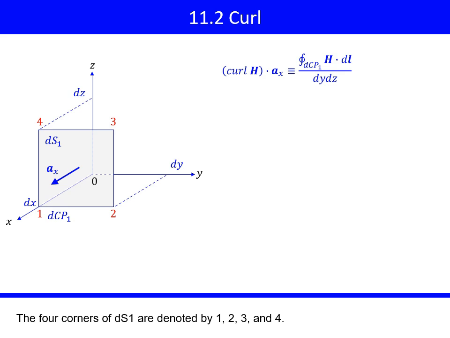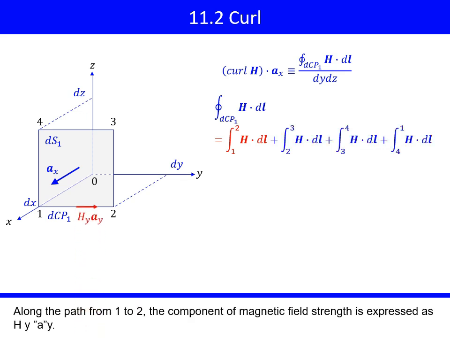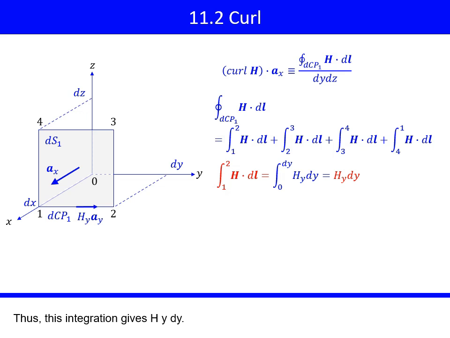The four corners of ds1 are denoted by 1, 2, 3, and 4. The line integral along the closed path dCp1 can be decomposed into these four line integrals. Along the path from 1 to 2, the component of magnetic field strength is expressed as Hy ay. Thus, this integration gives Hy dy.